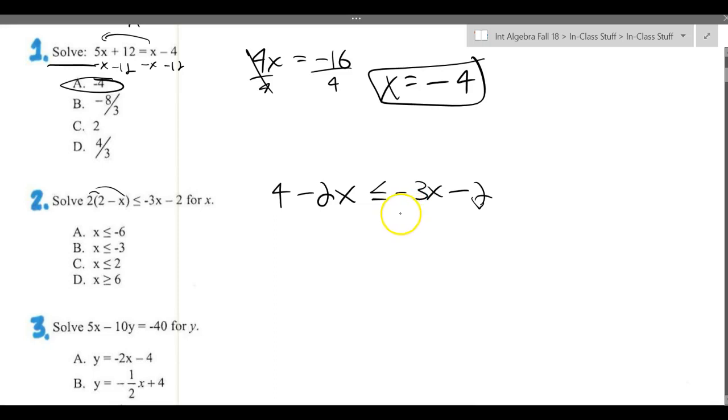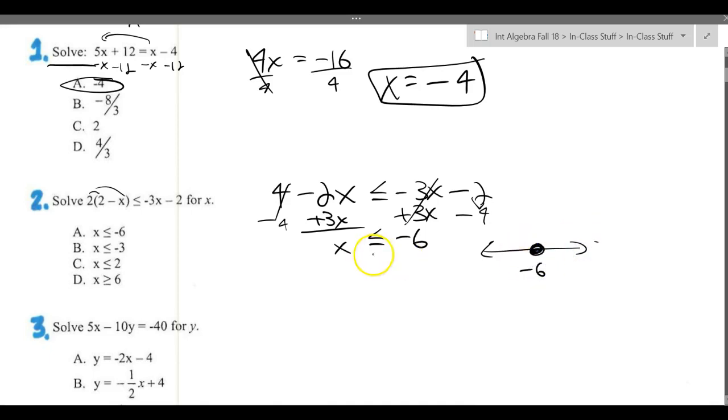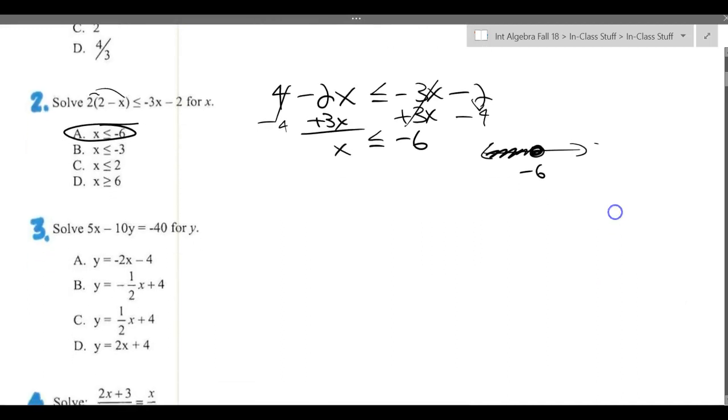So let's see, I'm going to flip the 3x over here. So that gives me a positive x. And then I'm going to move this negative 4 over here. And that gives me what? Negative 6. And there we go. So we didn't really have to worry about the inequality. And real quick, for what we're doing in class right now, that would be a number line, filled in circle at negative 6. And x is less than, so we'd shade to that side. But we don't have to worry about that here. That would be for what we're doing in class now.